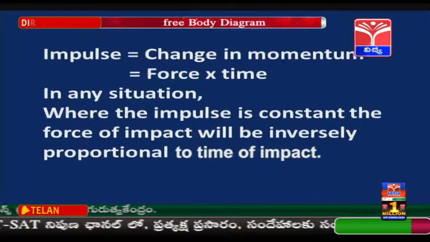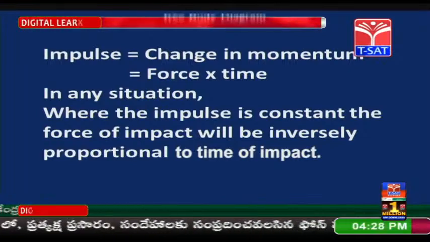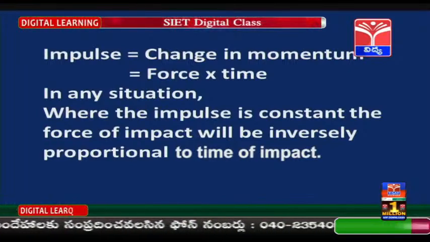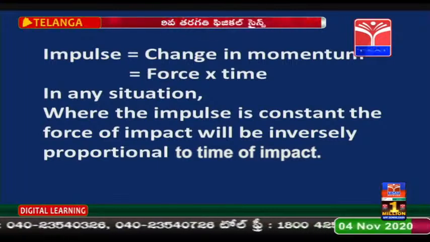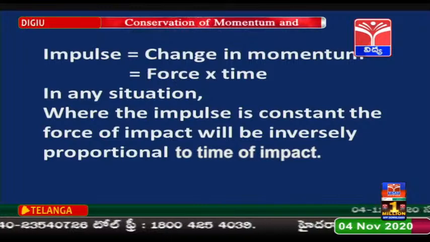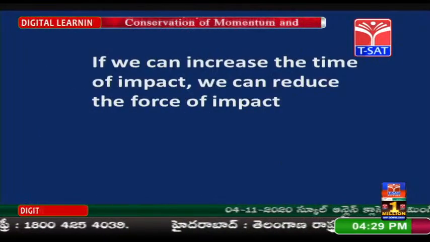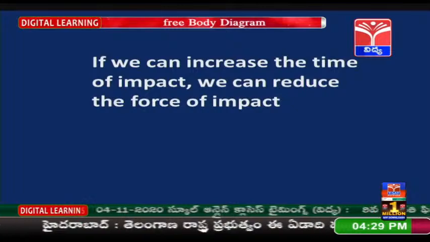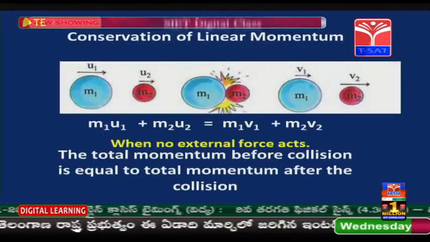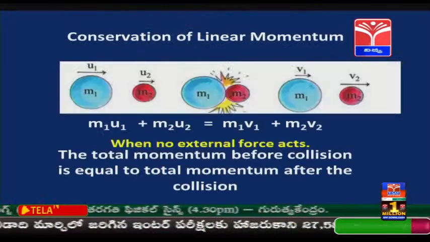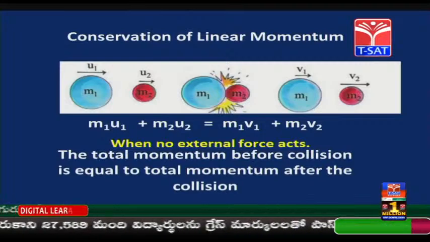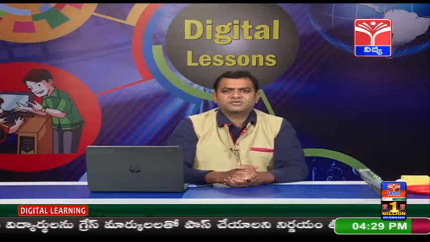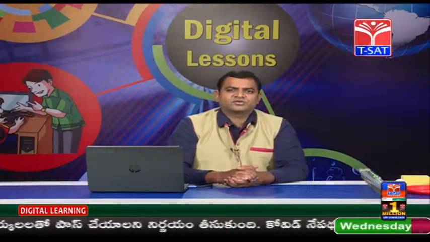We have discussed impulse, which is change in momentum, which is equal to force into time, and we have seen that the force of impact is inversely proportional to time of impact. If we can increase the time of impact, we can reduce the force of impact. We have discussed conservation of linear momentum, which is m1 u1 plus m2 u2 is equal to m1 v1 plus m2 v2. Children, we have come to the conclusion of the unit laws of motion.